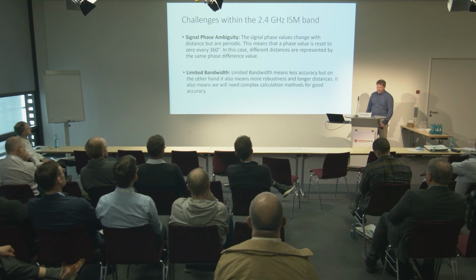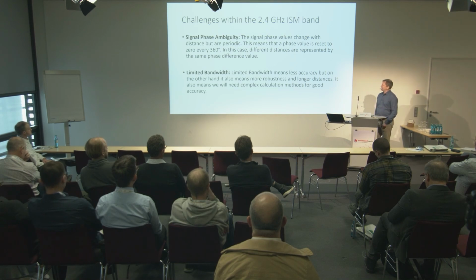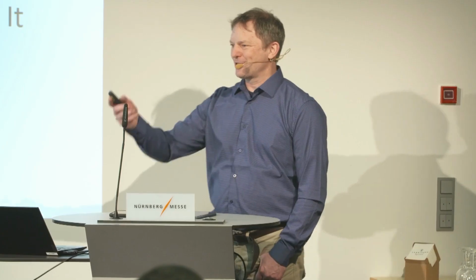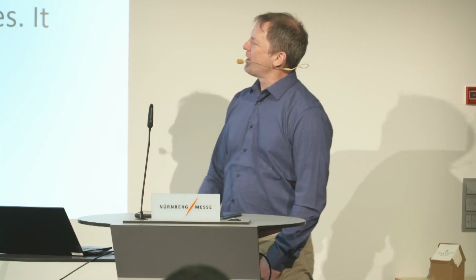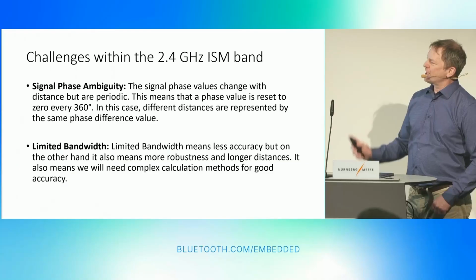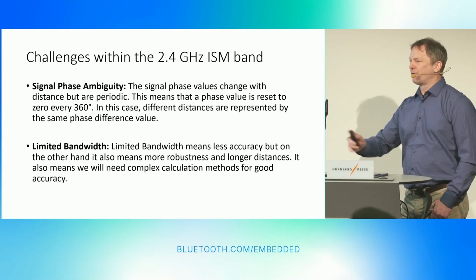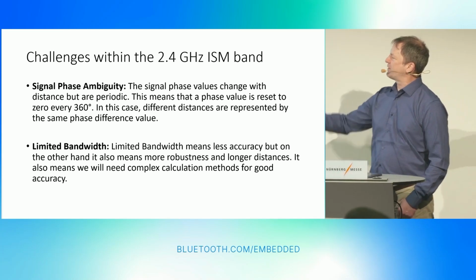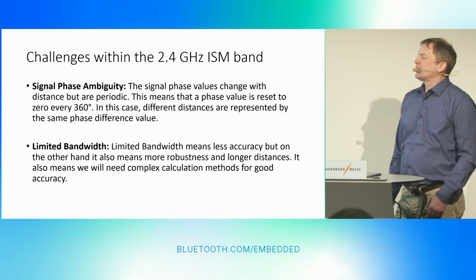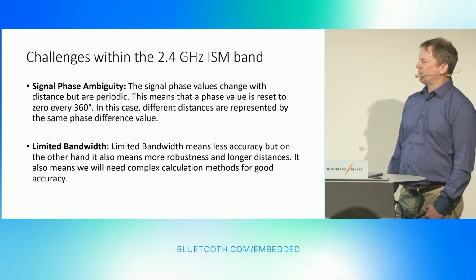We have limited bandwidth. The limited bandwidth of 2.4 gigahertz, in comparison to UWB, is also limiting our accuracy. Charlie mentioned that UWB gives you below 1 centimeter accuracy, or in that area, and Damon mentioned we have plus minus 20 centimeters, sometimes plus minus 10 centimeters. But channel sounding is more robust against disturbances. And if you use the same energy for UWB or Bluetooth channel sounding, we get longer distances, and it is possible to get better distances, but you need to use more complex methods to calculate the distance.